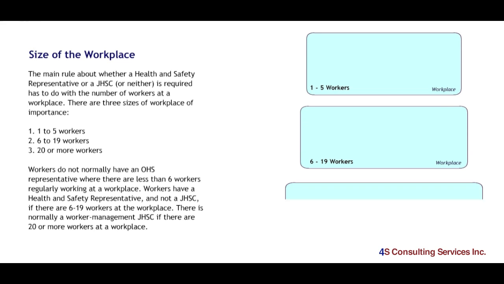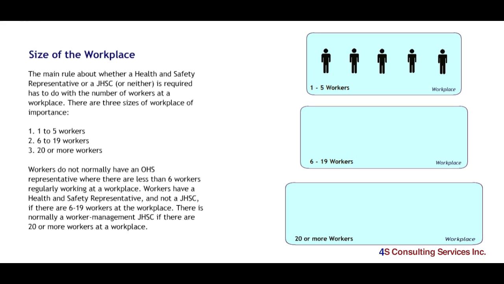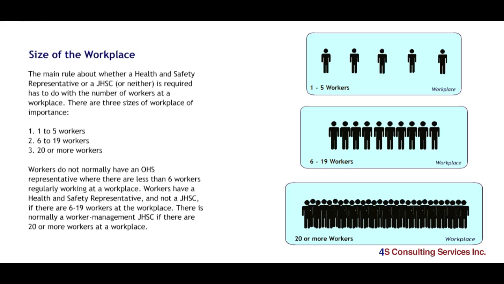Size of the workplace. The main rule about whether a health and safety representative or a JHSC, or neither, is required has to do with the number of workers at a workplace. There are three sizes of workplace of importance. 1. 1 to 5 workers. 2. 6 to 19 workers. 3. 20 or more workers.